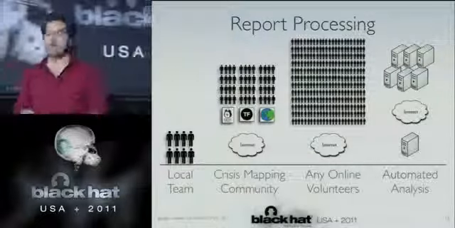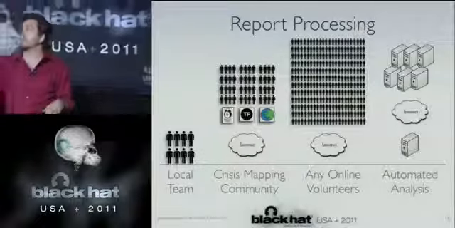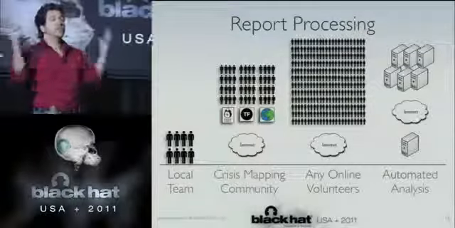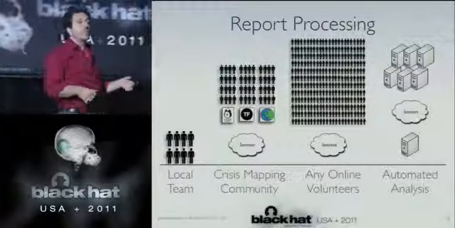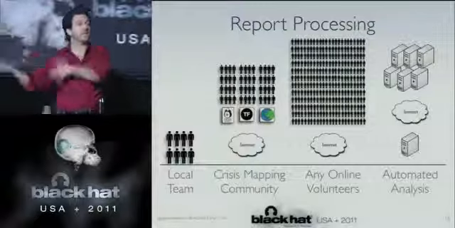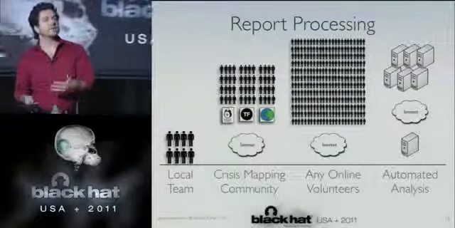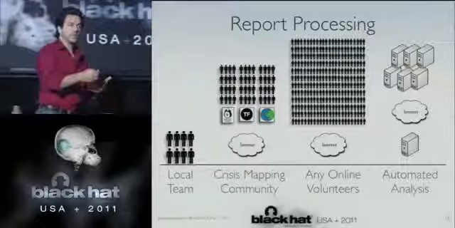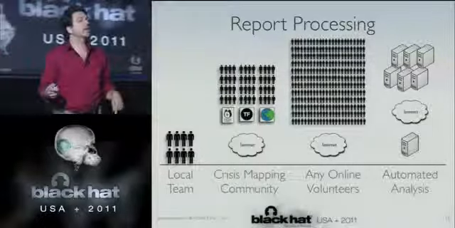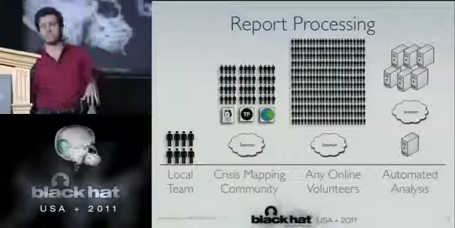And there are a couple of groups out there that can do that. You have your local groups. There's the beginning of a crisis mapping community that's doing this. You can just grab online volunteers, which is what was done in Haiti, or you can start using automated analysis. And we're beginning to have automated analysis tools, but they're still in the experimental stage. They're able to go through and categorize these things on the fly, but they still need to be trained. And so because of that, we're still in a position where we need to use people to process these messages.